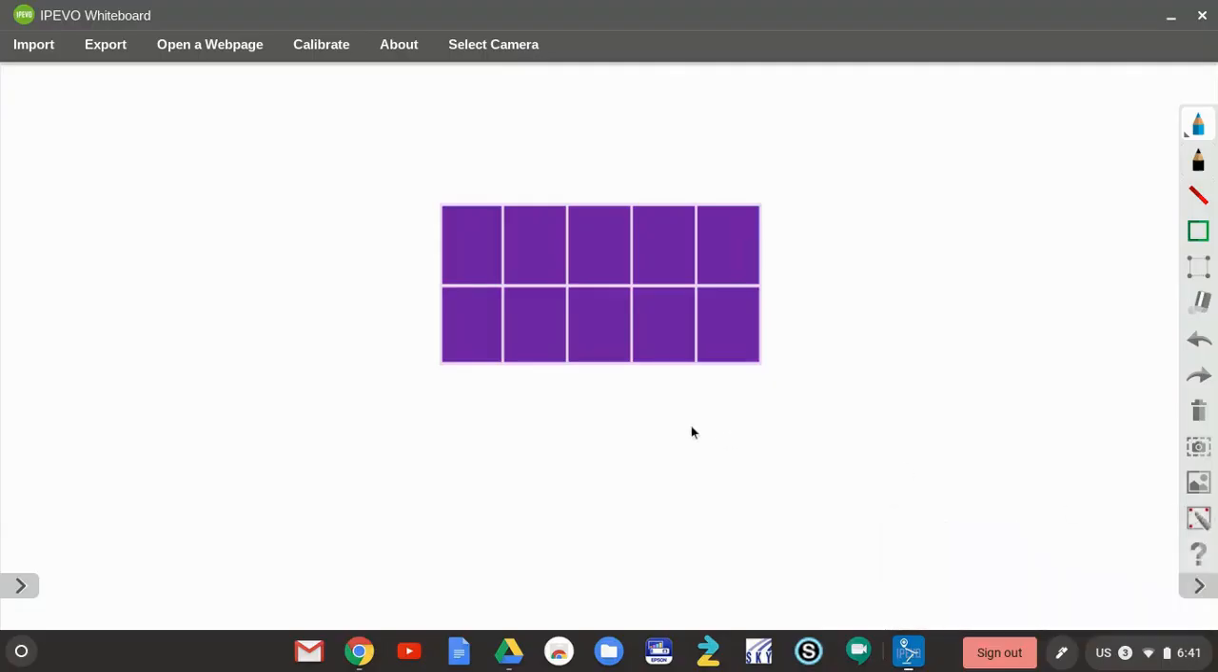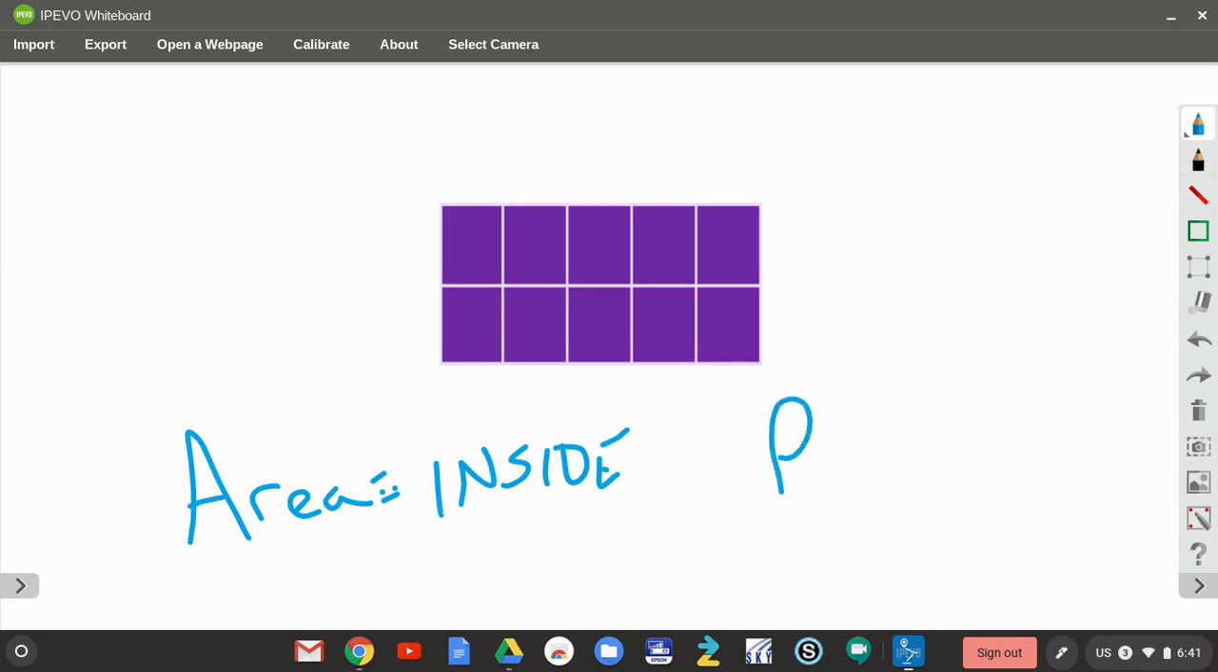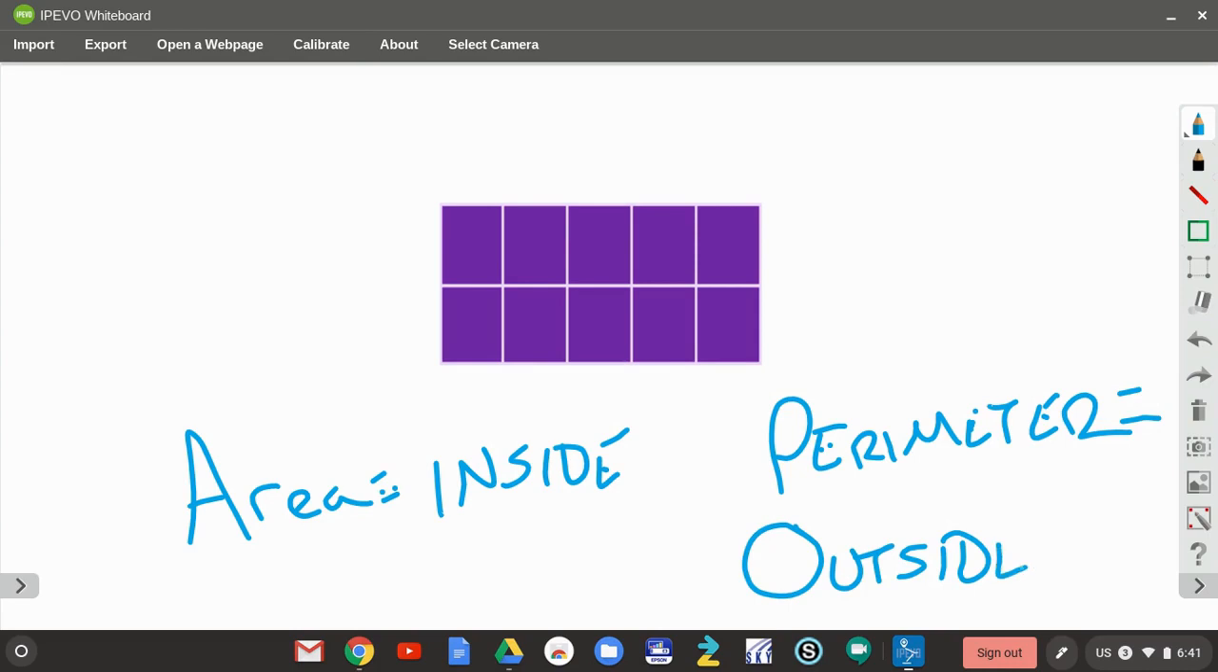Now, what's important to understand is the difference between area and perimeter. Area is the space inside of a rectangle. Perimeter tells us the distance around the outside. Outside distance. So again, area tells us the amount of space it takes up inside. Perimeter is the length of the outside of the whole shape.